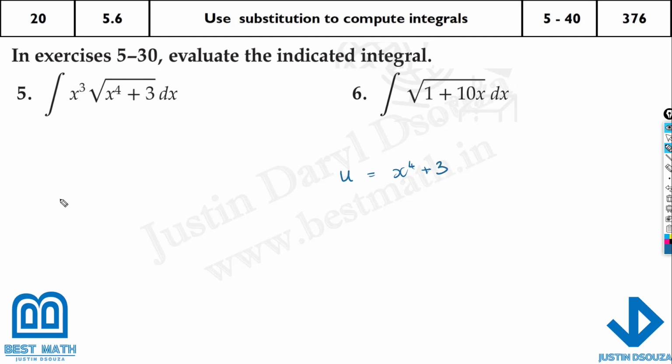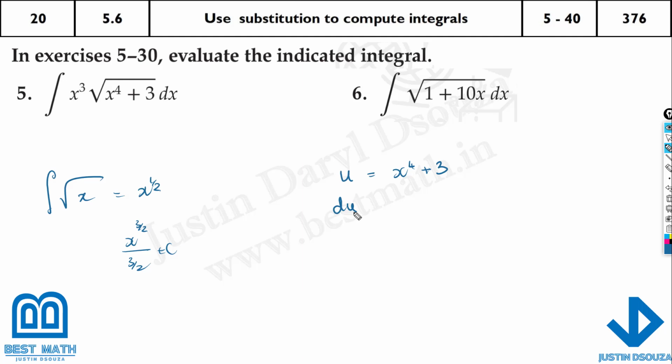Why? Because if we have just square root x, we know we can easily solve this. This is equal to x power half. And then when we integrate it, what's going to happen? Just add the power. By power rule, it's going to be x power 3 by 2 divided by 3 by 2 plus c. So we know how to solve this. But we don't know this one, right? So that is why our goal is to get this in terms of u.